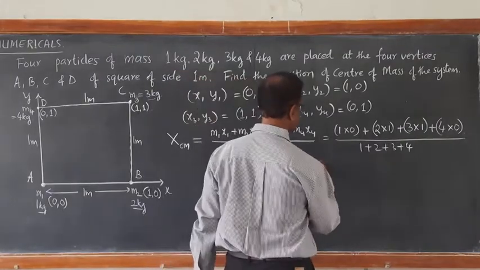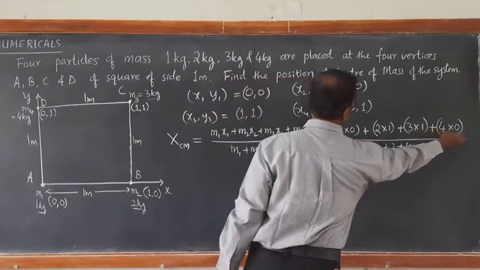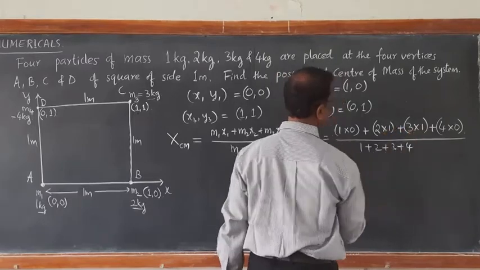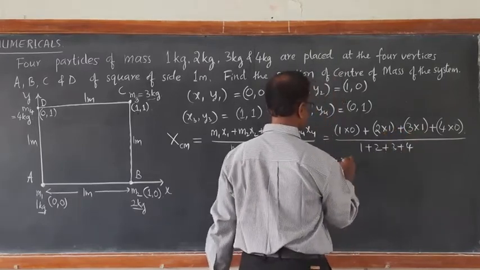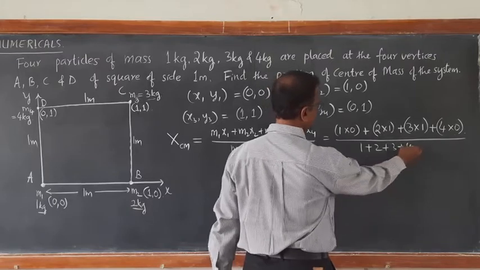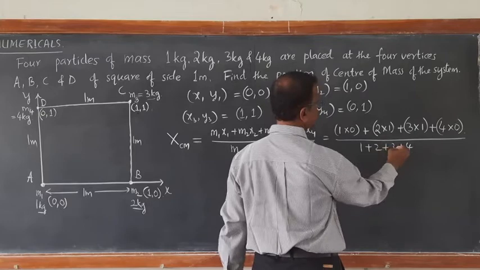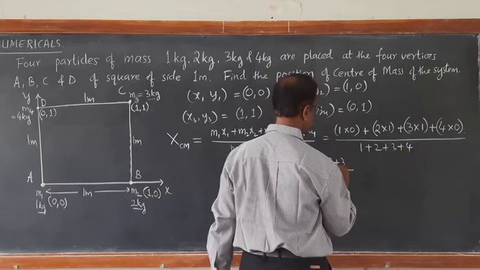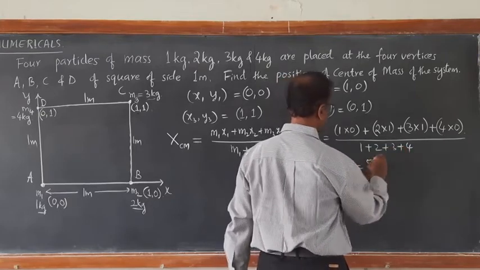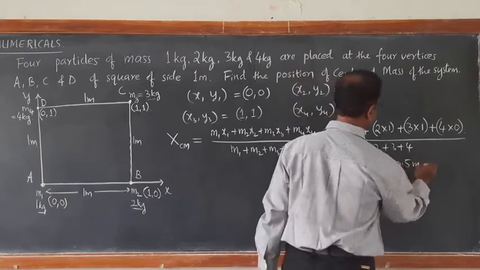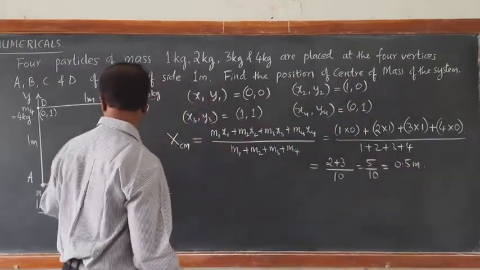Then it becomes 0 plus 0, these are the two zeros, 2 plus 2 into 1, 3 into 1, 3. So 2 plus 3 divided by 4 plus 1, 5, 7, 3. So it becomes 10. So 5 by 10 means 0.5 meter. So the x coordinate corresponds to 0.5 meter.